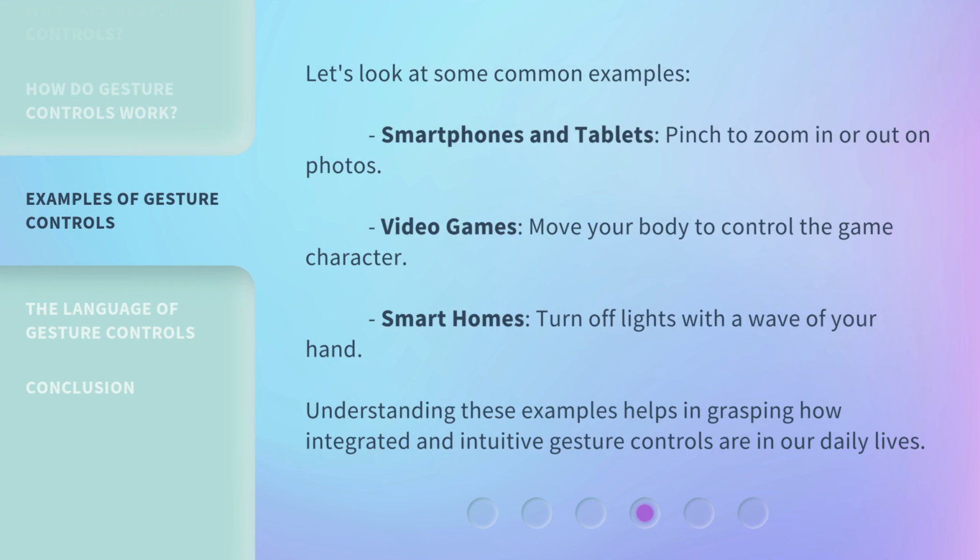Let's look at some common examples. Smartphones and tablets: pinch to zoom in or out on photos. Video games: move your body to control the game character. Smart homes: turn off lights with a wave of your hand. Understanding these examples helps in grasping how integrated and intuitive gesture controls are in our daily lives.